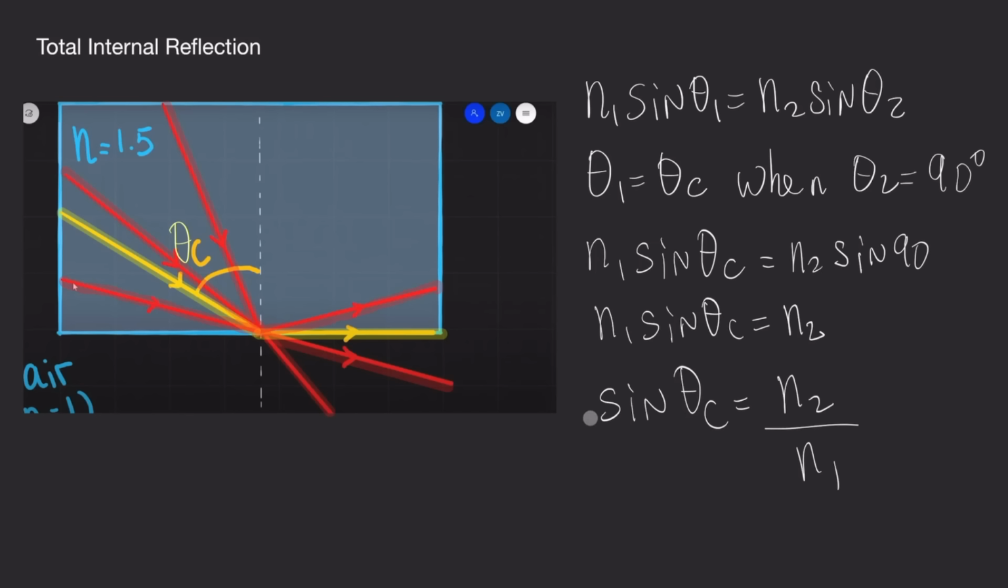Remember, in order for this to mathematically work as well, sine of the angle has to be smaller than 1. It's sandwiched between 1 and minus 1. Therefore, this only works if n1 has to be bigger than n2. So it's going to work on the boundary going from, let's say, glass to air, but it's not going to work the other way around.